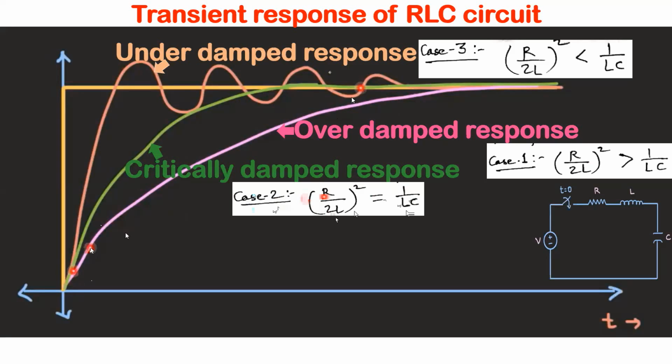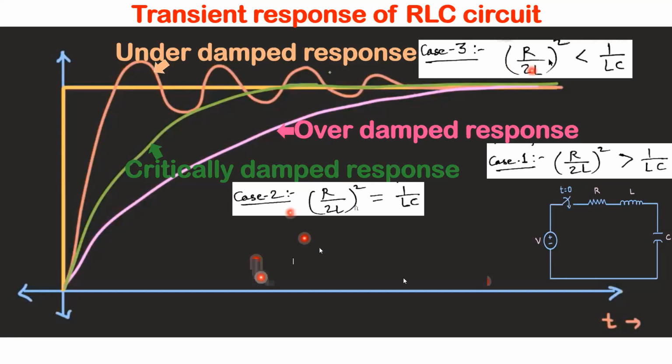What is the difference between overdamped and critically damped? In critically damped, the final value is achieved earlier than in the overdamped response. So in the overdamped response, the final value is reached somewhere here, whereas in the critically damped system, it is achieved somewhere here. So on the time axis, it is earlier. That's why case 2 is better than case 1.